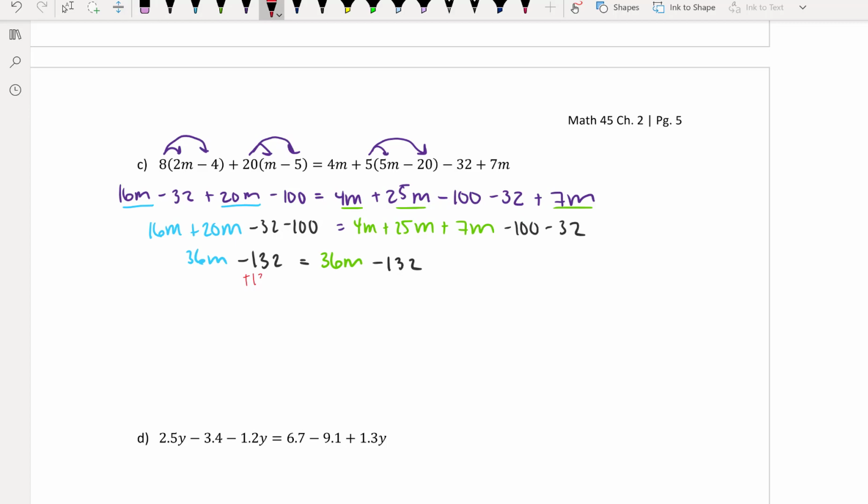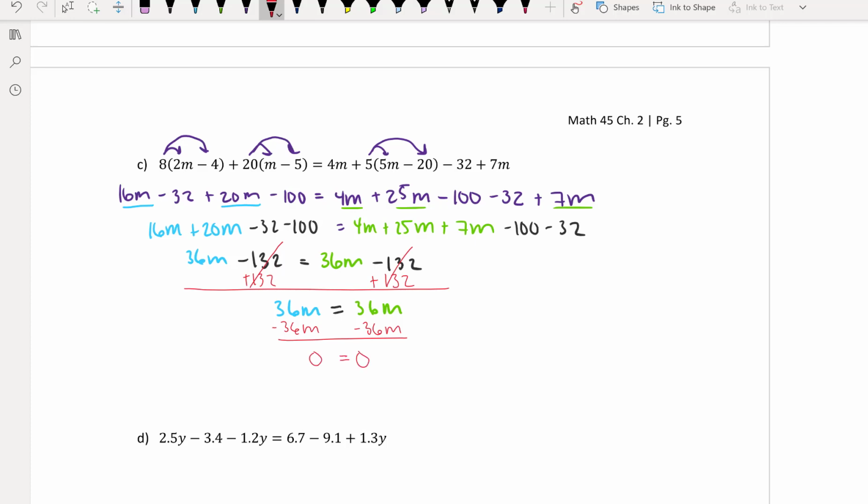So I can stop here, or if you don't see it yet, you can keep going. You can add 132, and what happens is that it cancels out on both sides. So I have my 36m is equal to my 36m. And again, if you see it here, you can stop. If not, you can keep going. So you can subtract 36m on both sides, and you get that 0 is equal to 0.